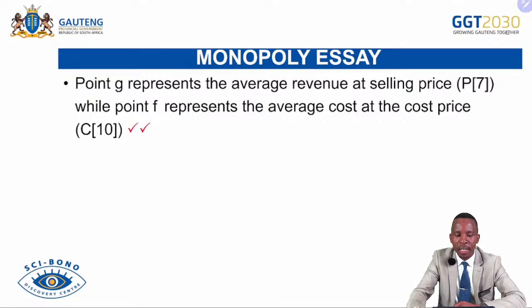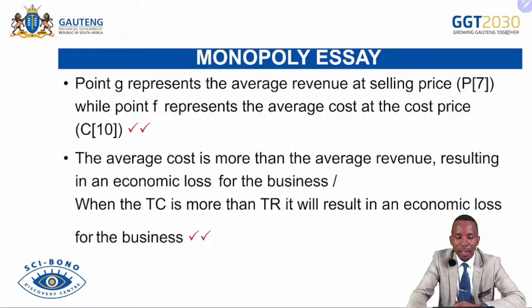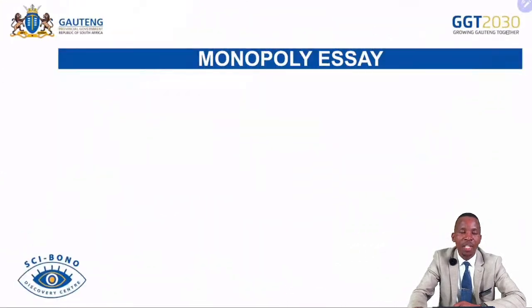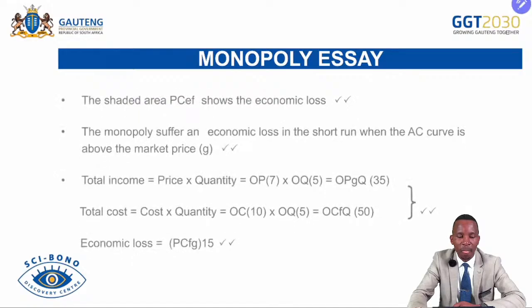Point G represents the average revenue at the selling price, which is 7, while point F represents average cost, which is equal to 10. The average cost is more than average revenue, resulting in the firm making economic loss. When the total cost is more than total revenue, or when the average cost is more than average revenue, the firm will be subjected to economic loss.